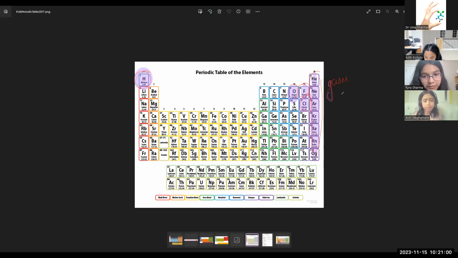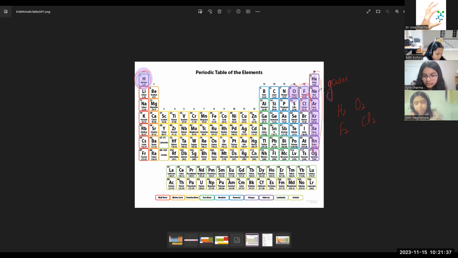Yeah, these are gases. But hydrogen, do you know the formula of hydrogen gas, children? Yeah, it's H2. Hydrogen gas is H2, right? And oxygen gas? O2. Fluorine gas? F2. And chlorine gas? Cl2. So H2, O2, F2, and Cl2.